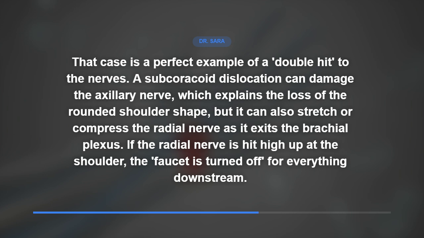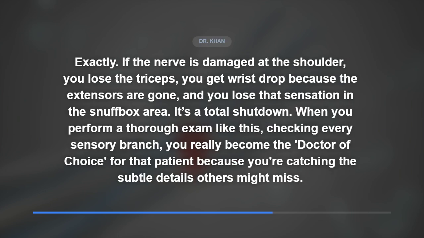That case is a perfect example of a double hit to the nerves. A subcoracoid dislocation can damage the axillary nerve, which explains the loss of the rounded shoulder shape, but it can also stretch or compress the radial nerve as it exits the brachial plexus. If the radial nerve is hit high up at the shoulder, the faucet is turned off for everything downstream. Exactly. If the nerve is damaged at the shoulder, you lose the triceps, you get wrist drop because the extensors are gone, and you lose that sensation in the snuffbox area.